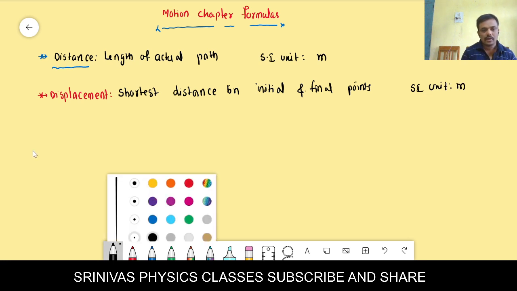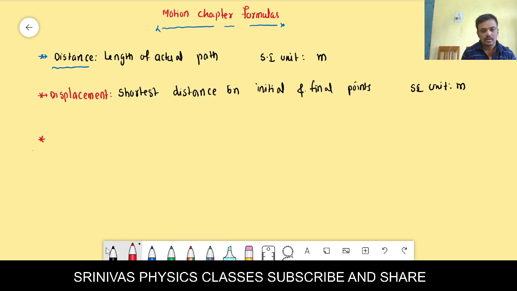What is the formula for speed? Right, definition: distance traveled per unit time. In 1 unit time, in 1 second, how much distance is traveled? That is called speed.